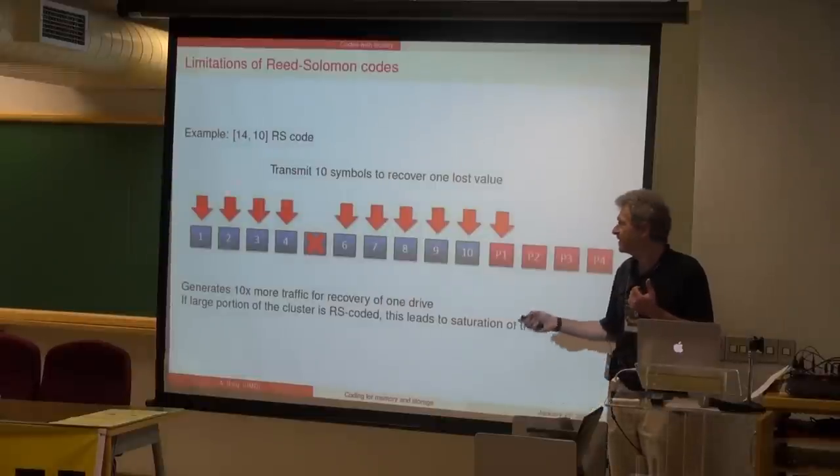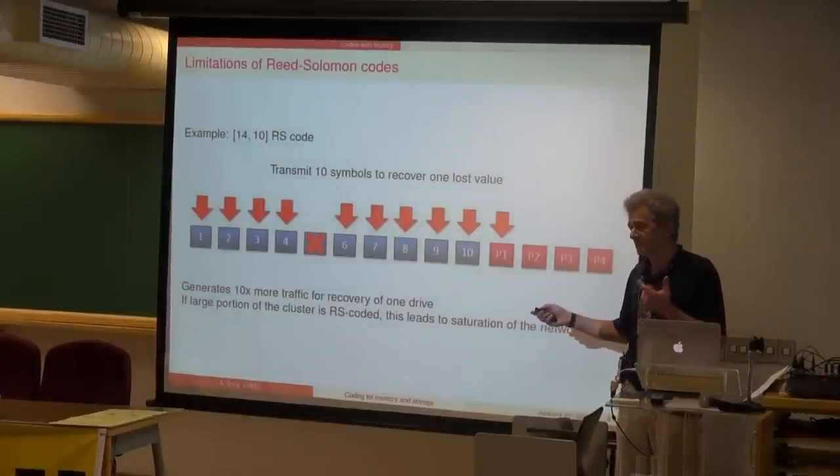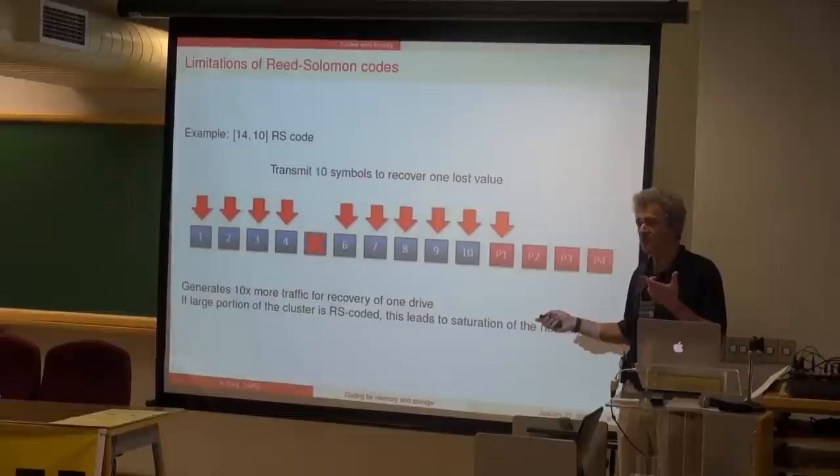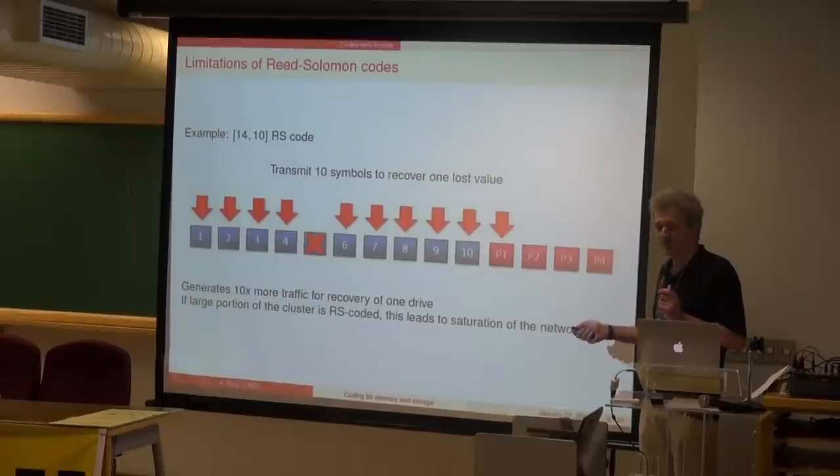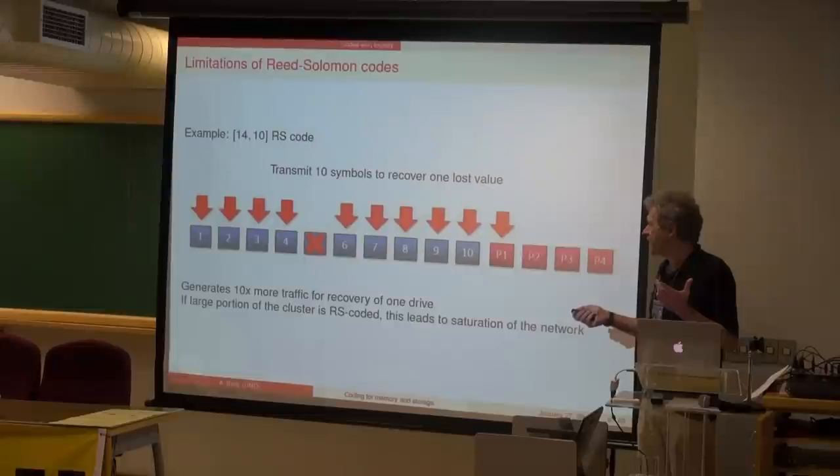Take a 14-10 code: 10 symbols of data over the field of 16 elements are encoded into 14. So we are adding 4 parity checks. And let's say one drive is failed, so this symbol is inaccessible. So what do we need to do to repair? Well, we need to read off 10 symbols.